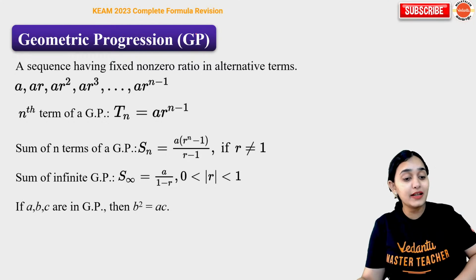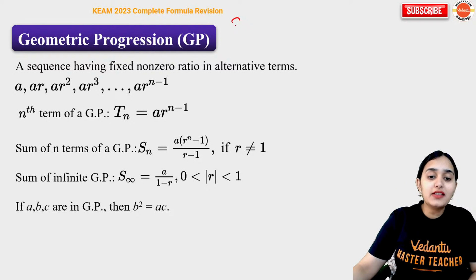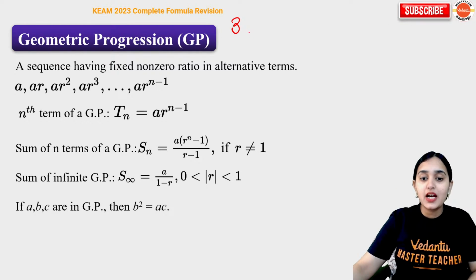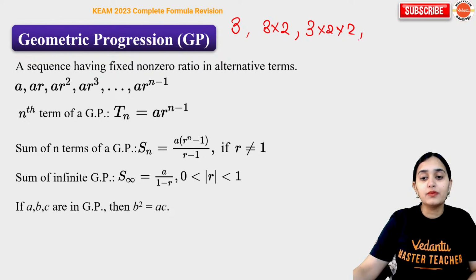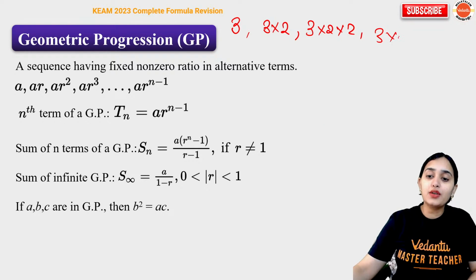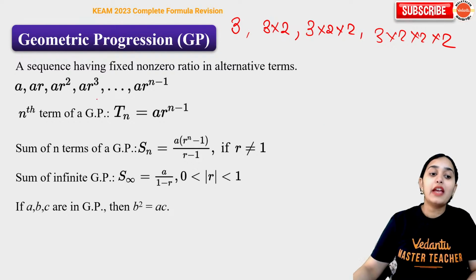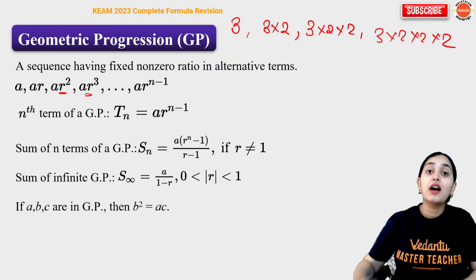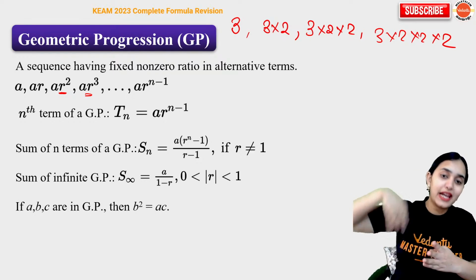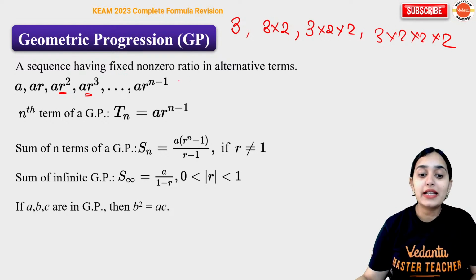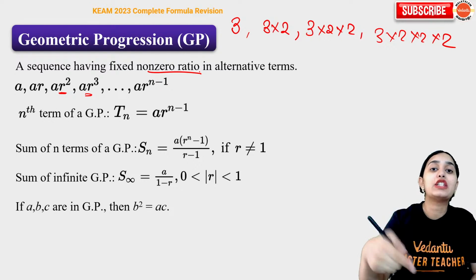Next is geometric progression. Now what is geometric progression? If your first number is 3, second number is 3 into 2, third number is 3 into 2 into 2, fourth number is 3 into 2 into 2 into 2. So every time you multiply by 2, again multiply by 2, again multiply by 2, like that. So it has a common ratio.